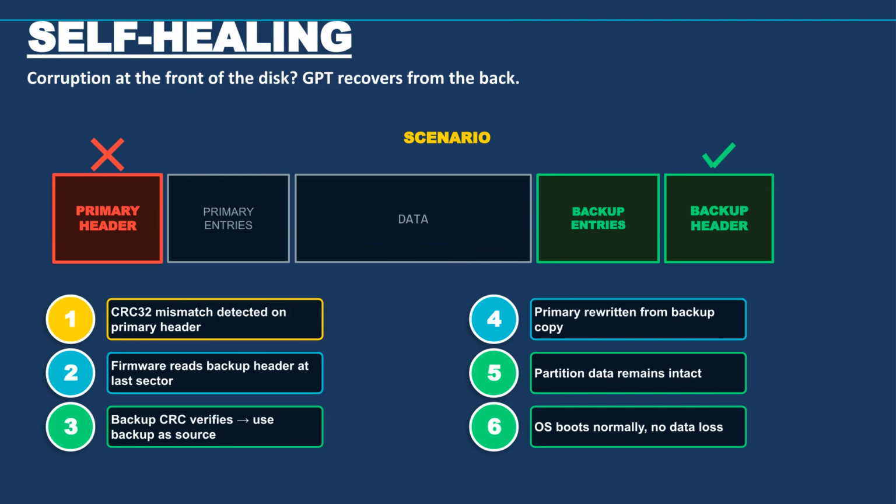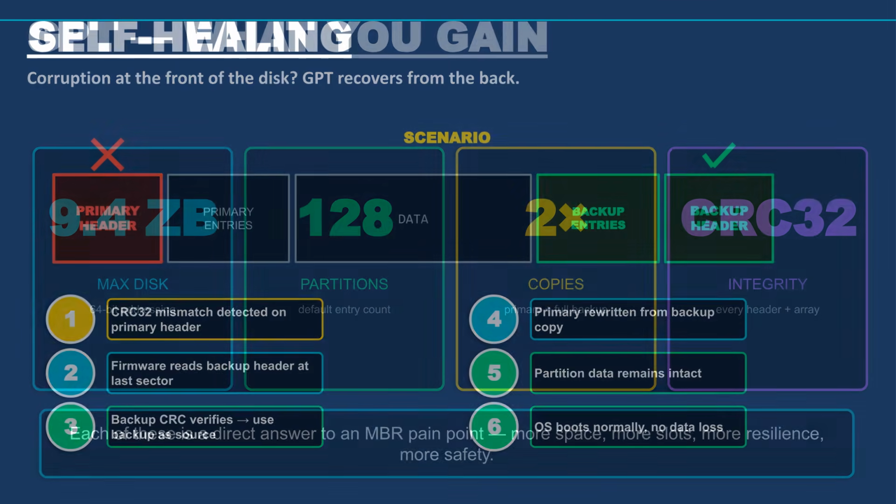If the primary header is corrupted, the firmware detects the CRC32 mismatch. It then reads the backup copy at the end of the disk, verifies its integrity, and rewrites the corrupted primary data, recovering the system without data loss.